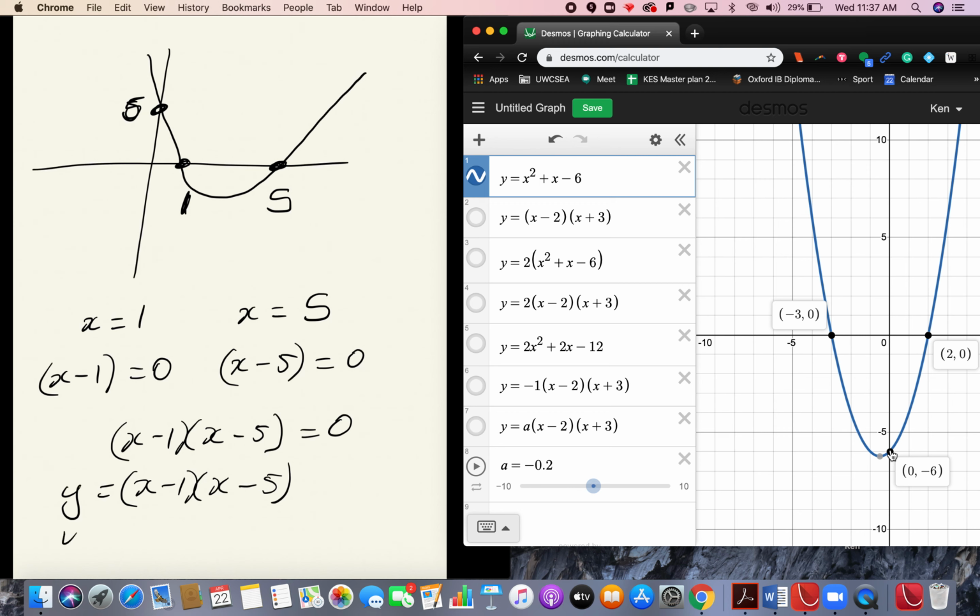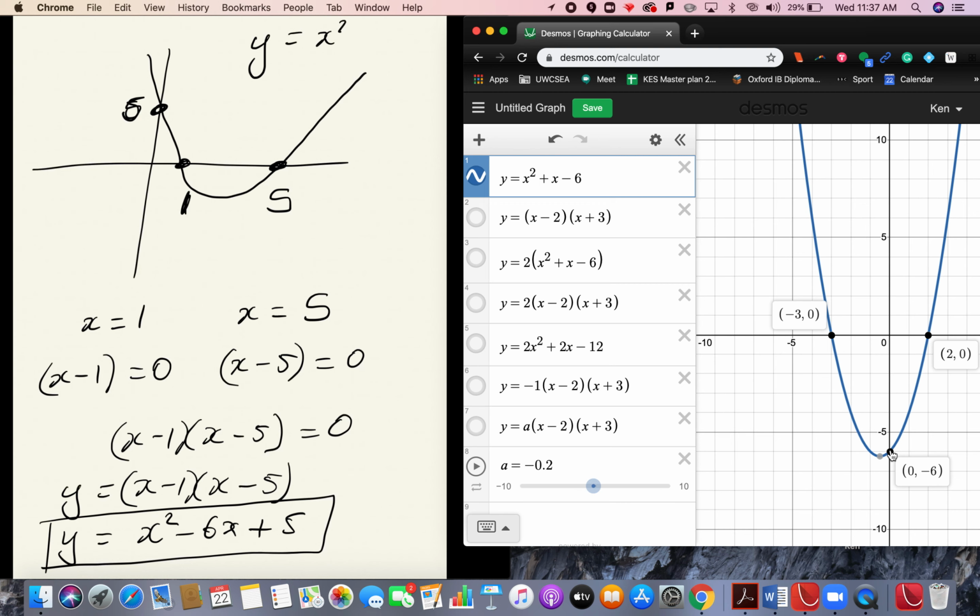Now if we expand that and tidy up, you'll get x squared minus 6x plus 5. And now we're going to check this last question here, okay? I'm going to check it, because if this is y equals x squared minus 6x plus 5, then when x equals 0, y should be equal to this number here, the y-intercept. So let's just do that. y equals 0 squared minus 6 times 0 plus 5. Yeah, that seems to work.